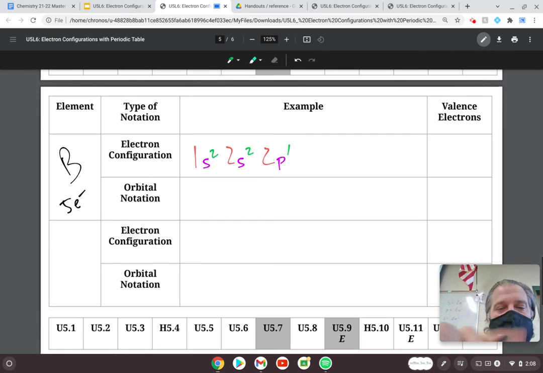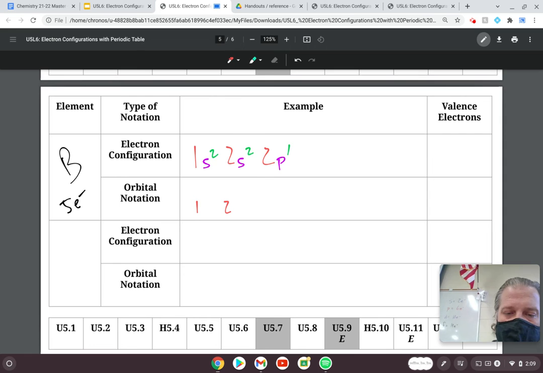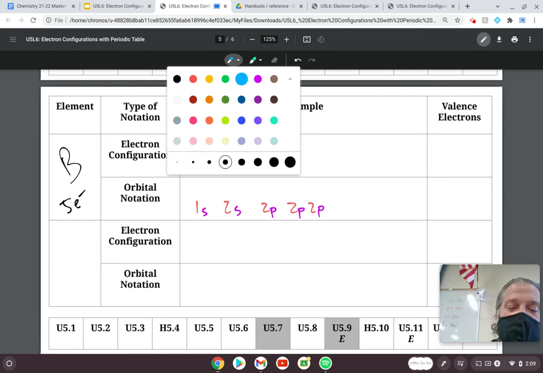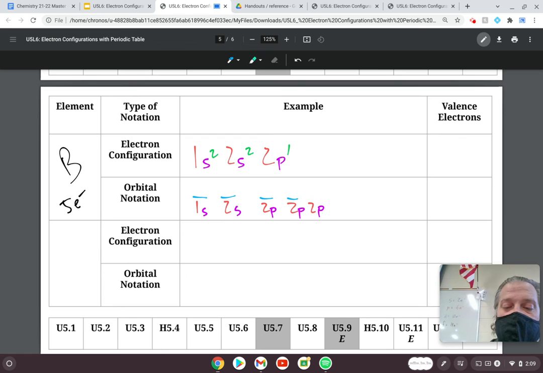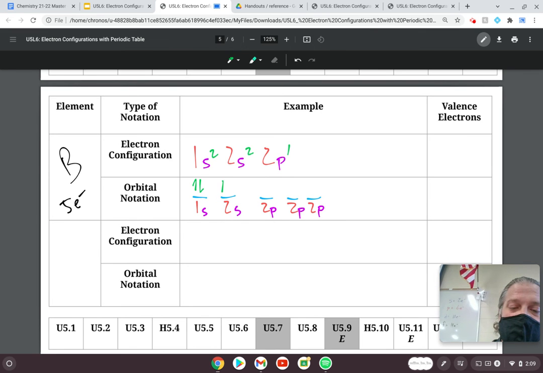And if I were to draw the arrow notation, it would be 1s, 2s, 2p, 2p, 2p. And then I'm going to have my orientation bars. And then I'm going to start filling in electrons. Arrow up, arrow down, arrow up, arrow down, arrow up.